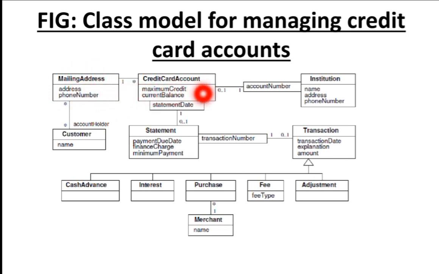So here the credit card account class will have the attributes maximum credit and current balance, and multiplicity details are also there. Many credit card accounts can have one mailing address, or one mailing address can have many credit card account numbers. Star represents many. For institution, one account number will have one credit card account associated with it. You can see here, customer will have the attribute name. So the first compartment contains the class name, the second compartment contains the attributes. If you have any operations, those operations will be in the third compartment.